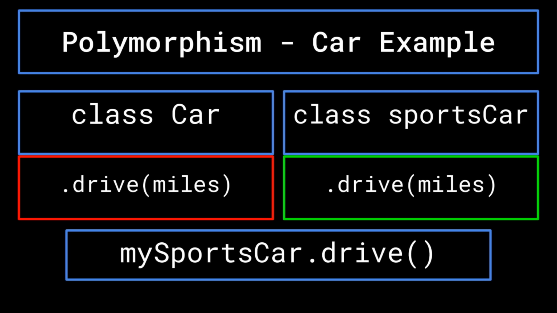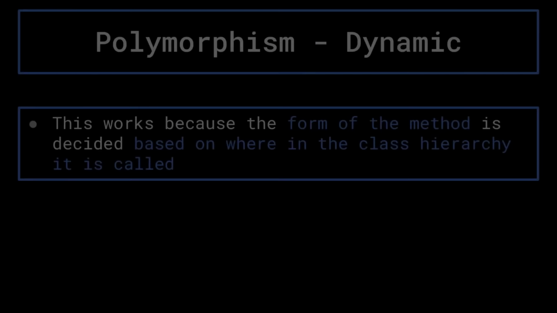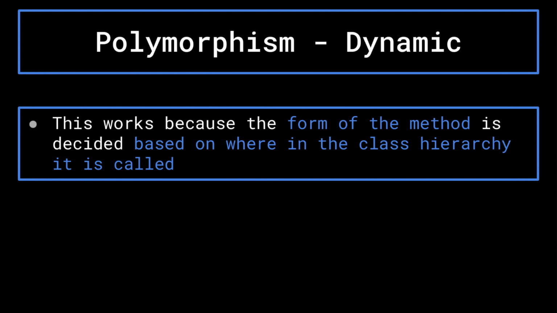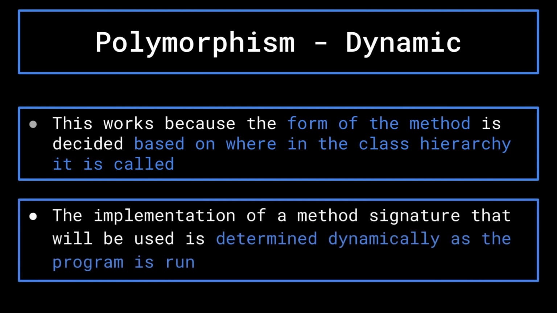However, were you to create an instance of the car class called myCar, myCar.drive would instead decrease myCar's gas by 0.04 gallons per mile. This is an example of dynamic polymorphism, as the implementation of a method signature can change depending on which level in the class hierarchy it is called. This works this way because the form of the method that is called is decided dynamically as the program is run. This idea can be extended across a class hierarchy in more layers than just 2.